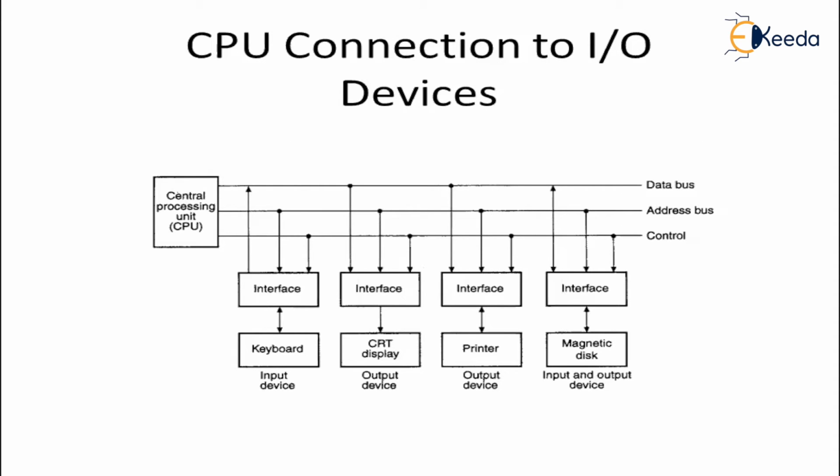Now, when you look at this particular diagram, the CPU has three different buses: address bus, data bus, and control bus. And all of these interfaces are interconnected with each other, where the different external devices attached are keyboard, CRT display, printer, and magnetic disk. All of these external devices are directly linked with a different sort of interface in a bidirectional way, and they are connected with the help of your CPU.